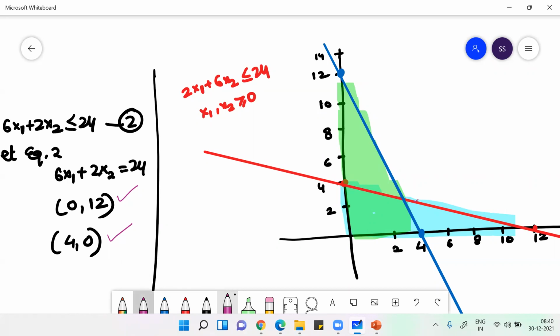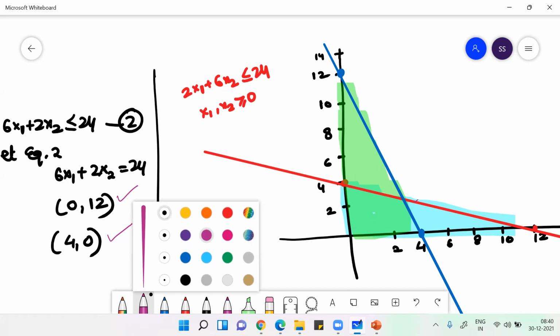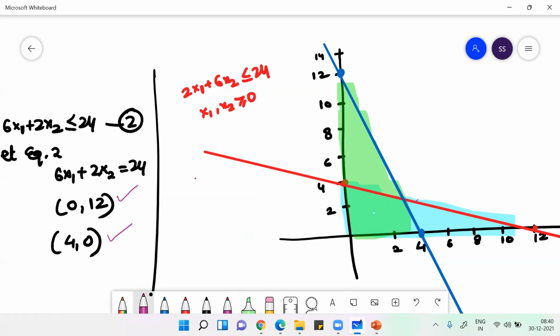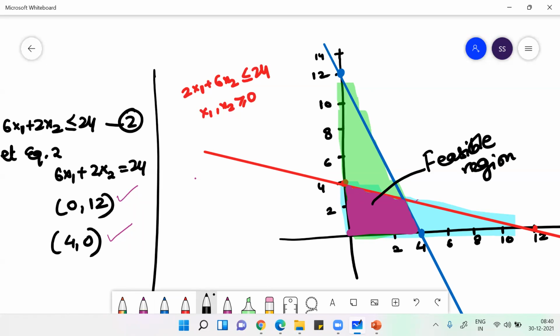So when we do this, we find something called the feasible region. What is the feasible region? The feasible region is basically the area which is common between the two lines. You drew two lines, right? What is the common area between the two lines? This is called the feasible region. You have to find this feasible region.